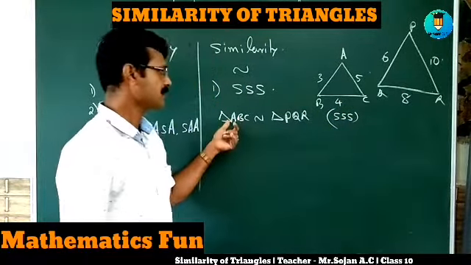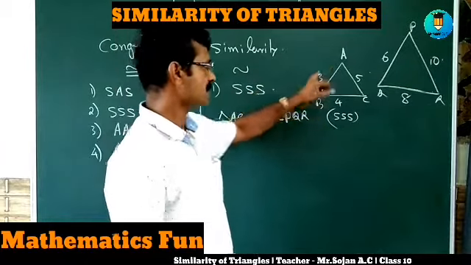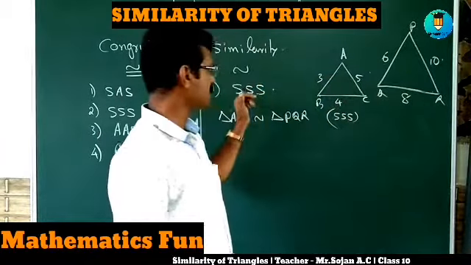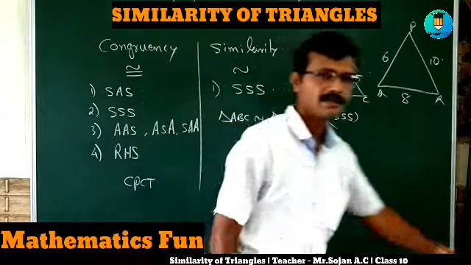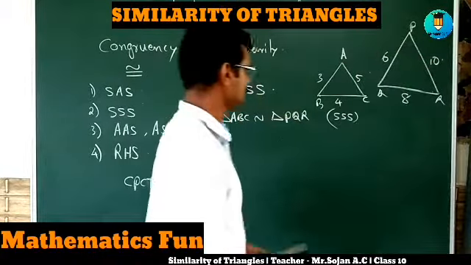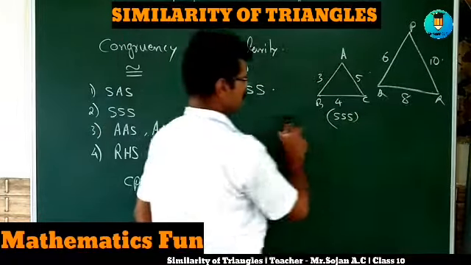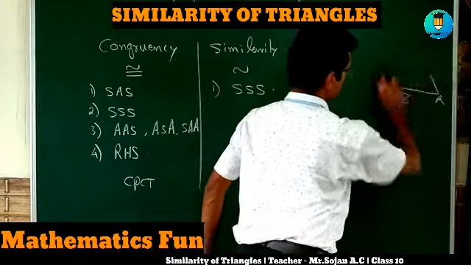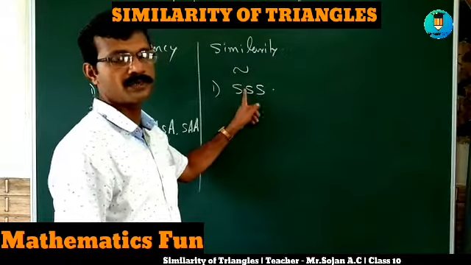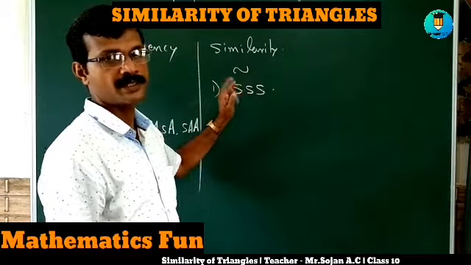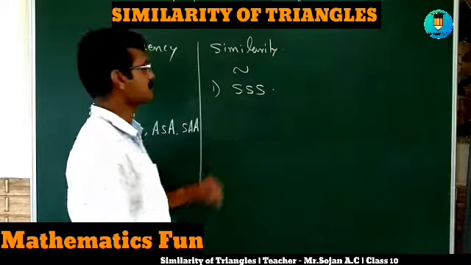So the SSS theorem will be like this. All three sides must be in proportion. Then we can say the triangles are similar by the SSS theorem. This is the first theorem, or you can say the first rule. Now when it comes to the second one, this is one way of checking whether the triangles are similar or not. We use SSS; we can check whether it satisfies the conditions of SSS.